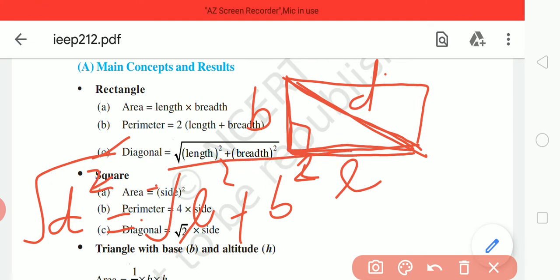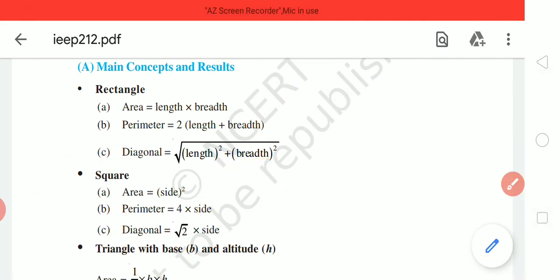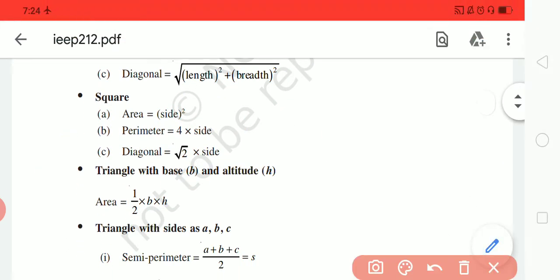So you know that square and square root cancel out, so d is equal to under the root L square plus B square. So you can use this formula directly, right? Plus and minus will be there, and you know that negative length will not be considered in the triangle. So let us start. The second figure is a square.